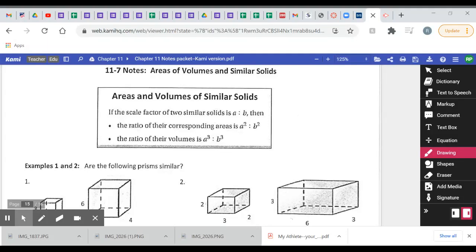Hi, welcome to section 11.7 notes on areas and volumes of similar solids.